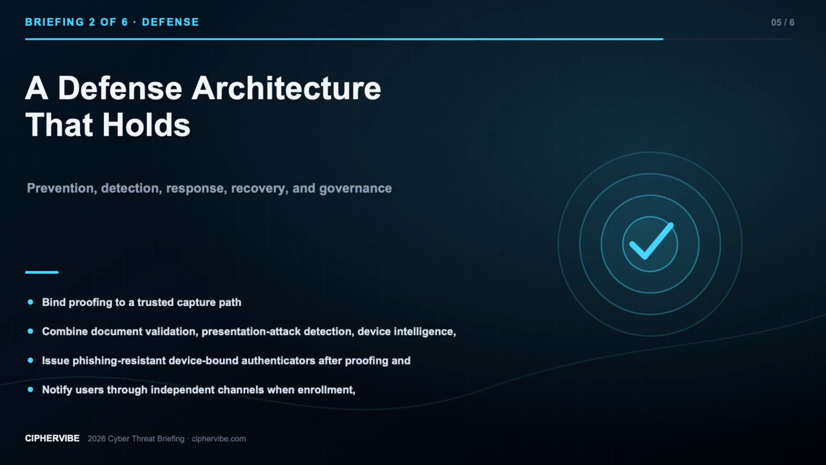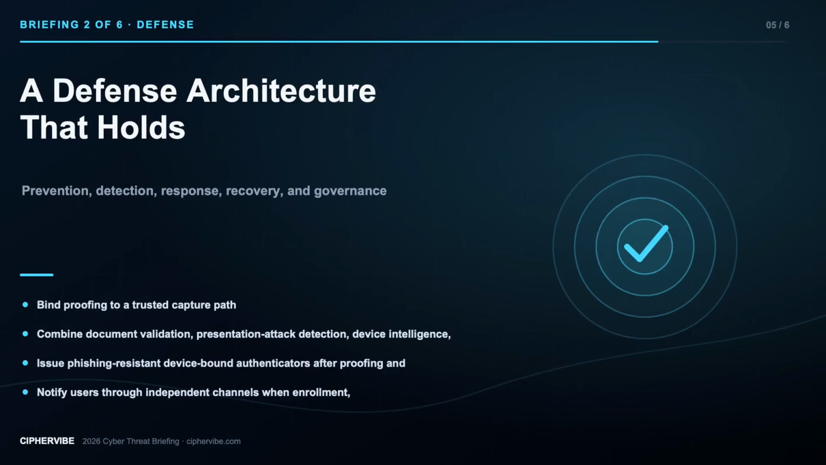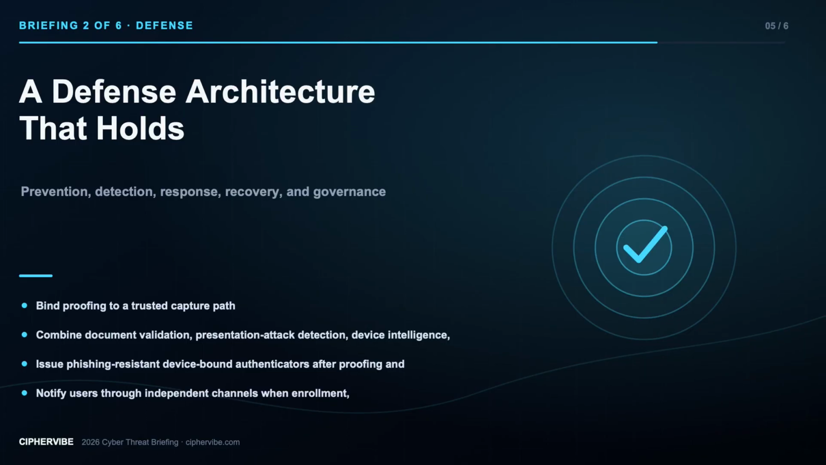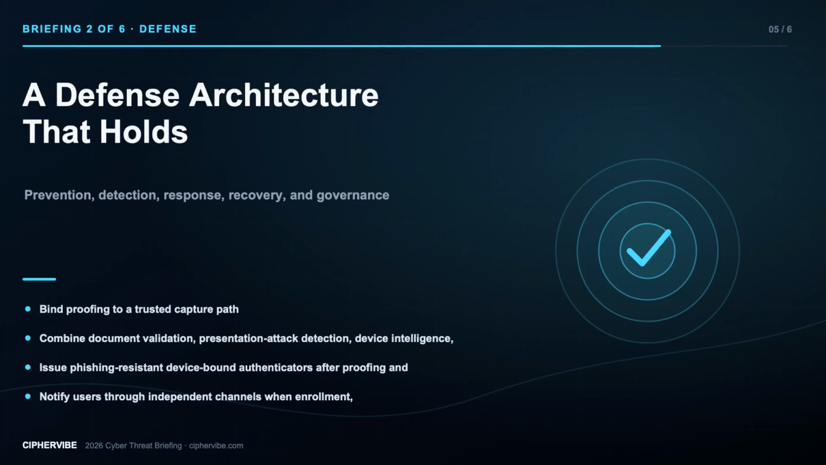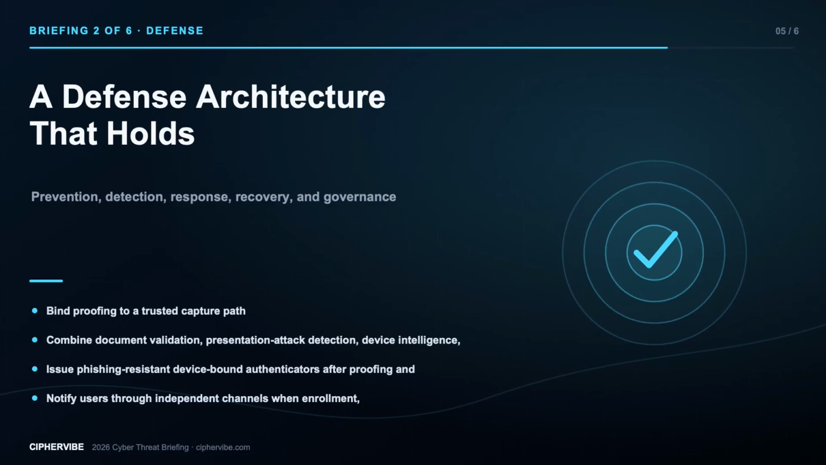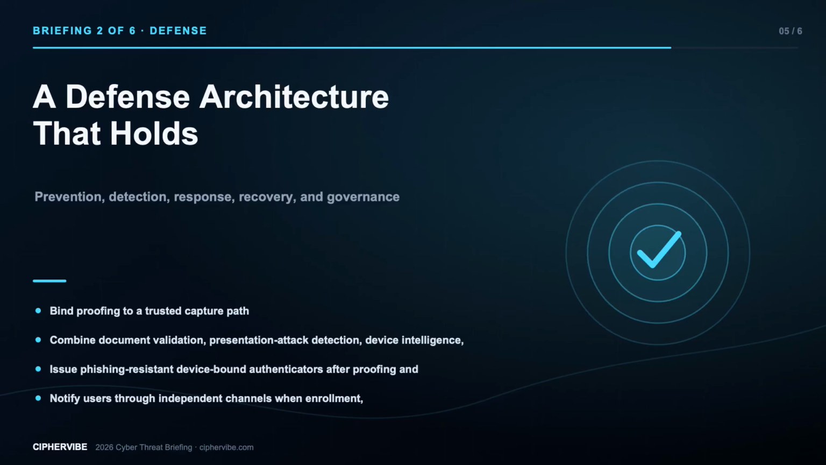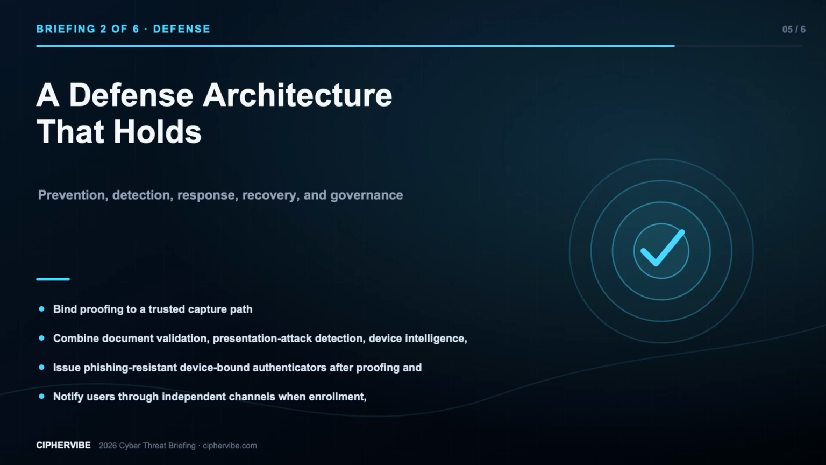Reliable security uses layers because no single control can prevent every failure. First, bind proofing to a trusted capture path and detect virtual cameras, emulators, rooted devices, tampered clients, replay, and media injection. Second, combine document validation, presentation attack detection, device intelligence, behavioral signals, rate limits, and trained human review for high-risk cases.